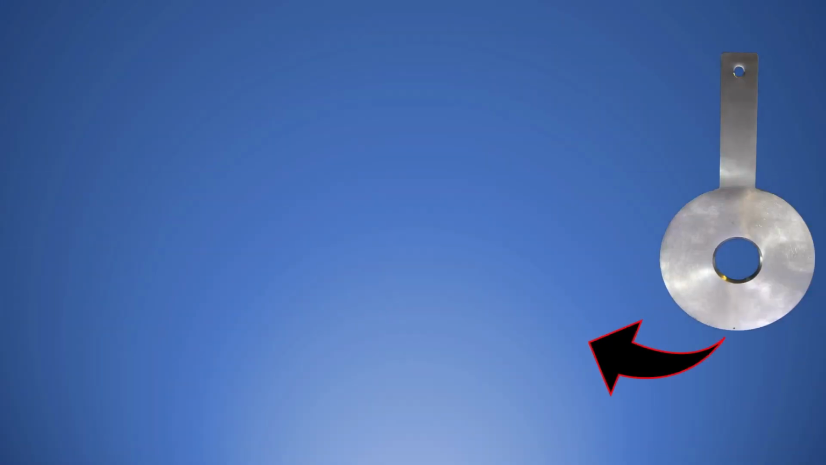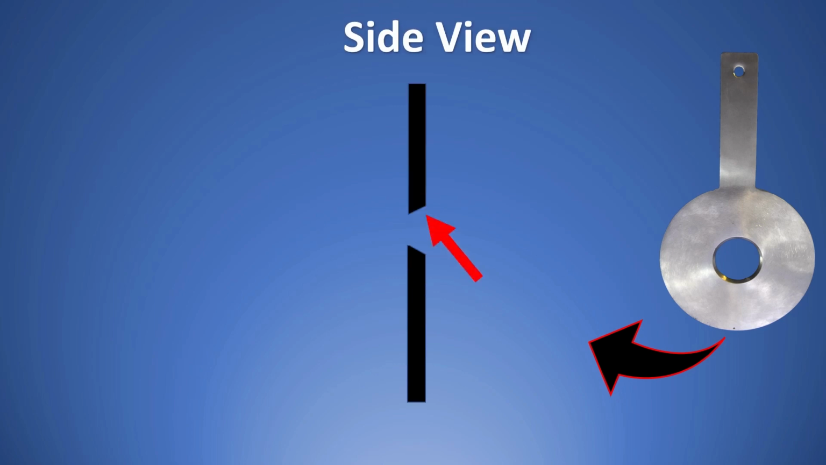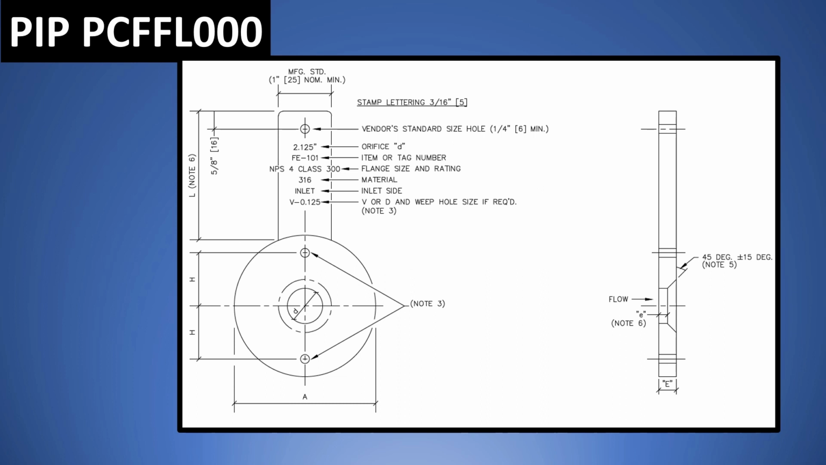Now let's look at the next one, which is fabrication. In an Orifice plate, in the side view, you might have seen something called a bevel. What is this bevel and how do you know what the angle for such a bevel should be? For this case, we have a PIP standard. I found this standard to be very amazing and I would highly recommend it.